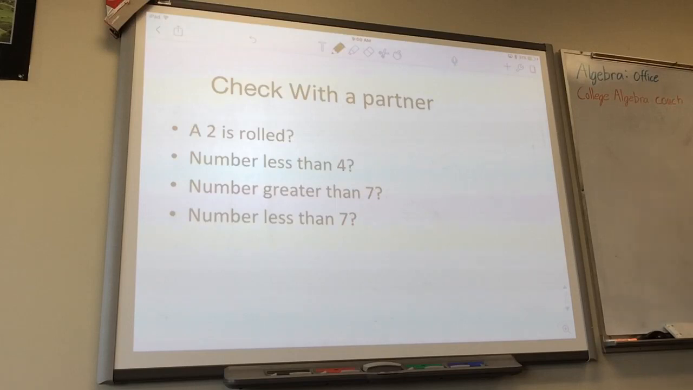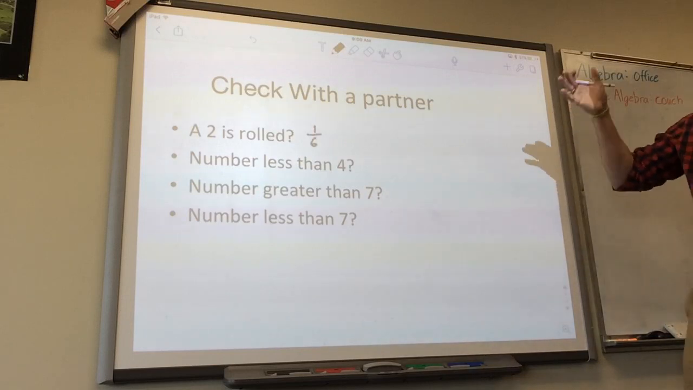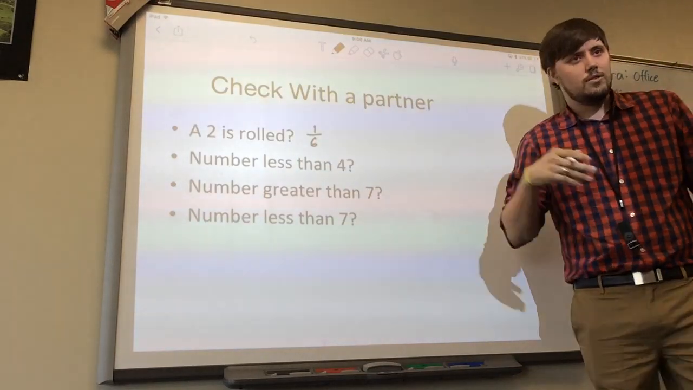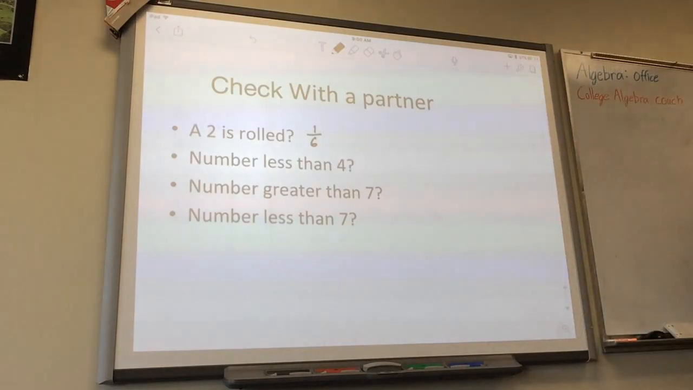Okay, for the first one, number 2 is rolled. 1/6, because there's only 1 2 on a 6-sided die. On your homework, it'll talk about a 12-sided die, so it's going to be the same stuff, except we're going to have a 12 on the bottom. Okay? Number less than 4? 1/2, because there's 3 out of the 6, which simplifies to 1/2. Next, number greater than 7. 0. There's nothing greater than 7 out of the total, and that equals 0. Less than 7. Everything is less than 7, which equals a 1.